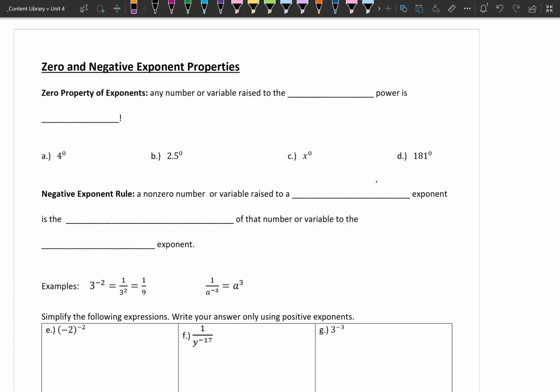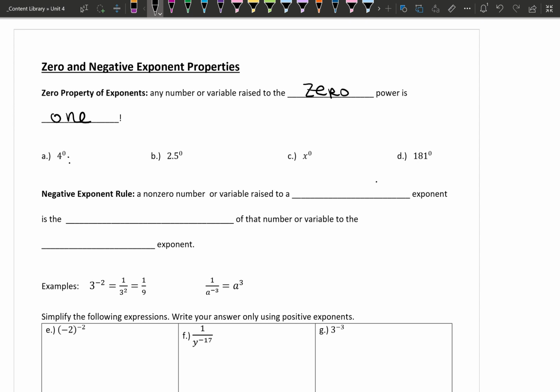Hello, and welcome to a little video where we're going to discuss zero and negative exponent properties. Let's begin with zero. The zero property of exponents states that any number or variable raised to the zero power is 1. That means anything, any number, any letter, the smallest thing you could think of and the largest thing, anything from A to Z, raised to the power of 0 is going to give us 1.